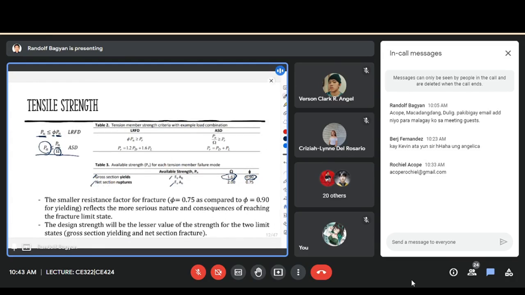Okay, for net section rupture or fracture, the factor of safety for ASD, or allowable stress design, is 2.0. For rupture using LRFD, 75% daw ang kinukuha natin na strength. Okay, 75% of strength in rupture, or 0.75 na lang yung ating reduction factor.